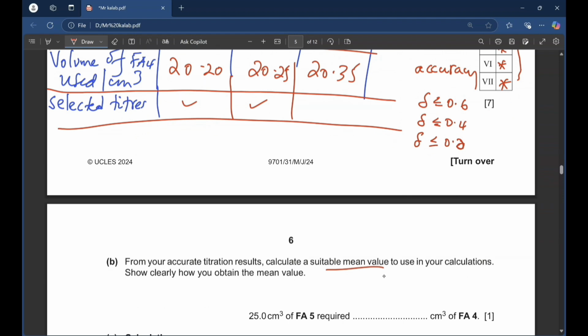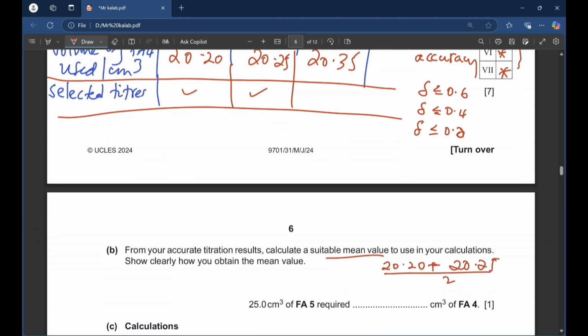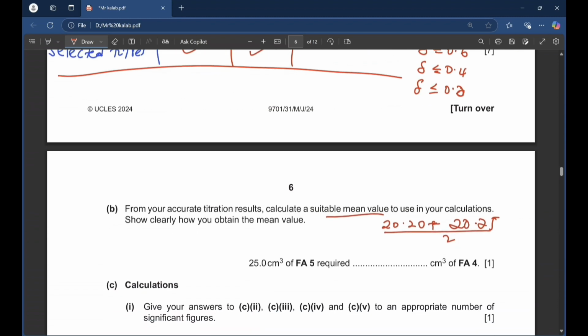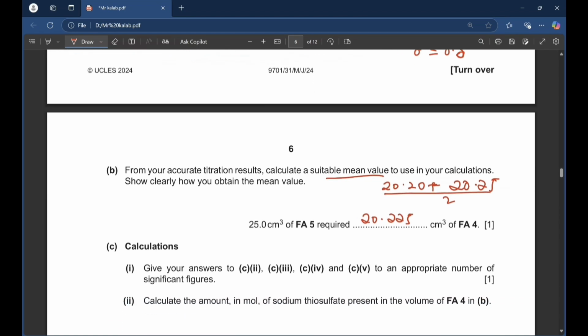Okay, so this would be 20.20 plus 20.25. We're going to take the mean. We're going to divide this by 2. So this would be around 20.225. 20.225 centimeter cubes. So we're done with B.